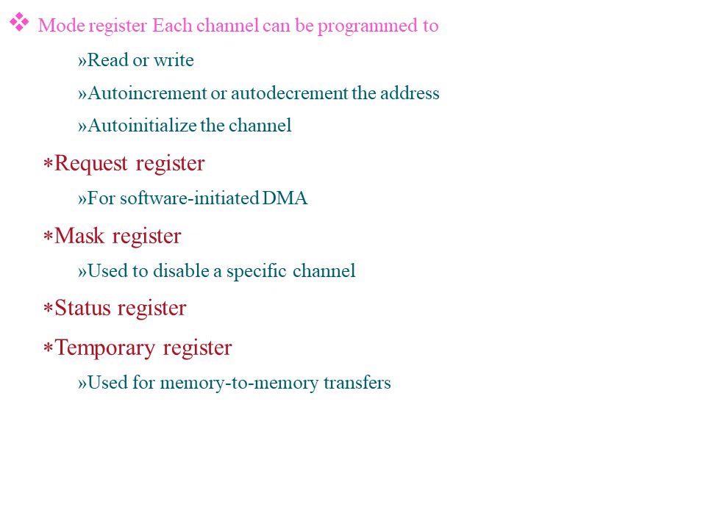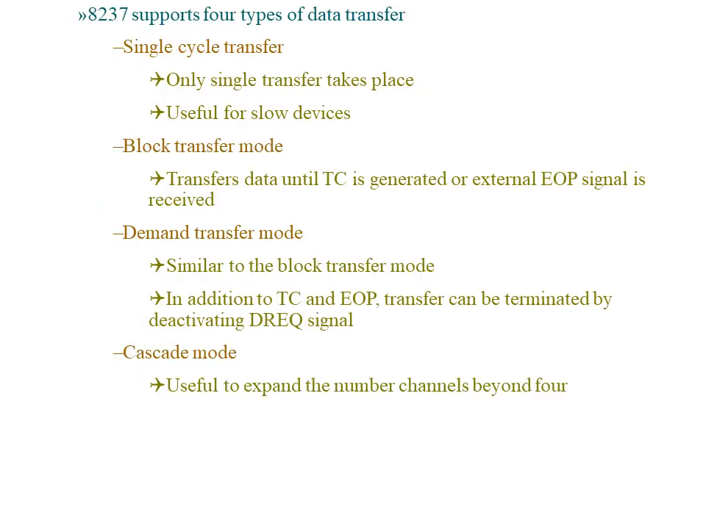Then we are having the request register for software initiated request DMA operation. Then the mask register, it is used to disable a specific channel. That means for masking or disabling a channel, we set the corresponding channel bit as 1 in the mask register. The status register represents the status of the 8237 or 8257. Then the temporary register is used for memory to memory transfer.